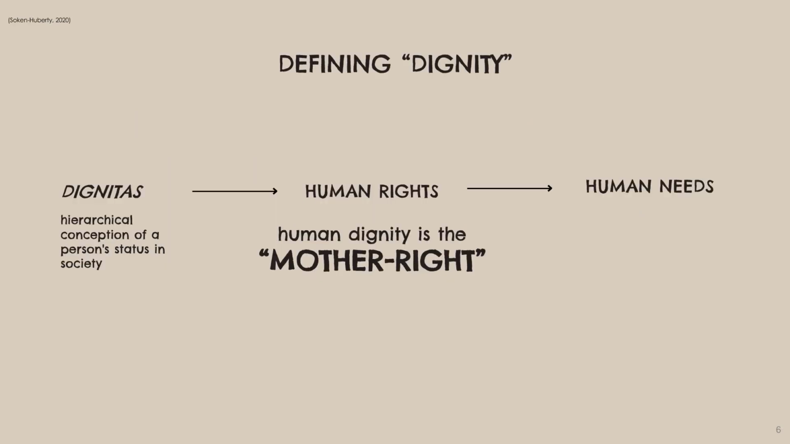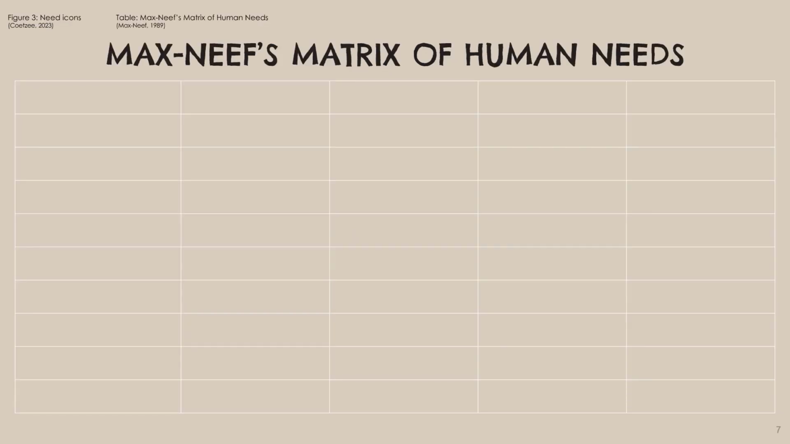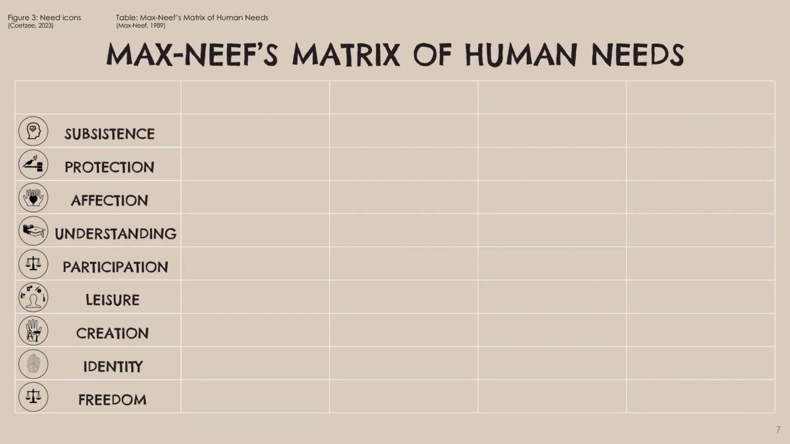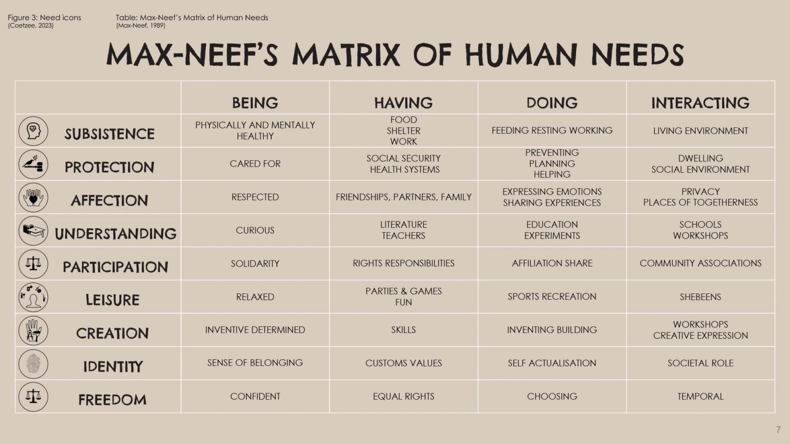We then referred to fundamental human needs and connected them to human rights. Quality of life depends on the possibilities people have to adequately satisfy their fundamental needs. Chilean economist Max Neef defines in his 1989 article, Human Scale Development, a matrix of fundamental human needs. He identifies the needs of subsistence, protection, affection, understanding, participation, leisure, creation, identity, and freedom. This table indicates how needs can be satisfied through different stages of being, having, doing, and interacting. This theoretical framework will form the basis of our analysis.